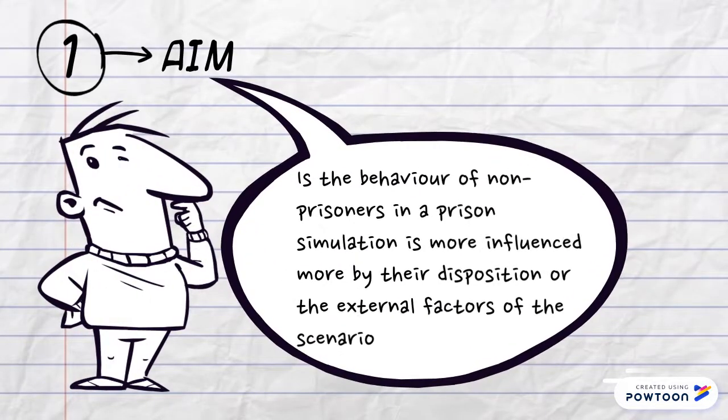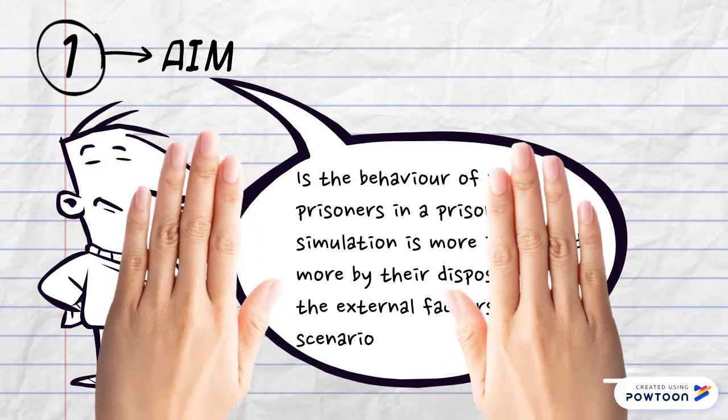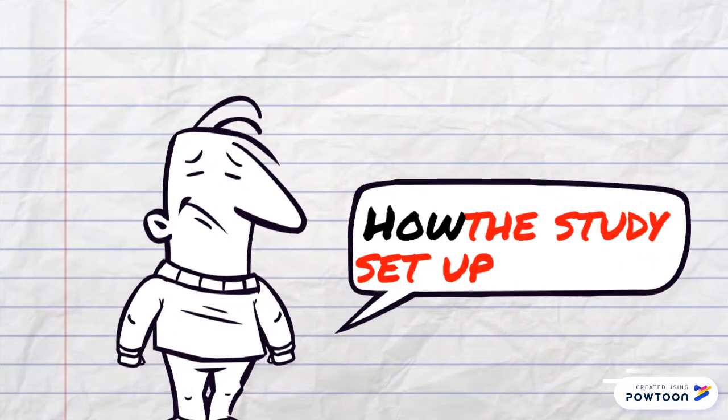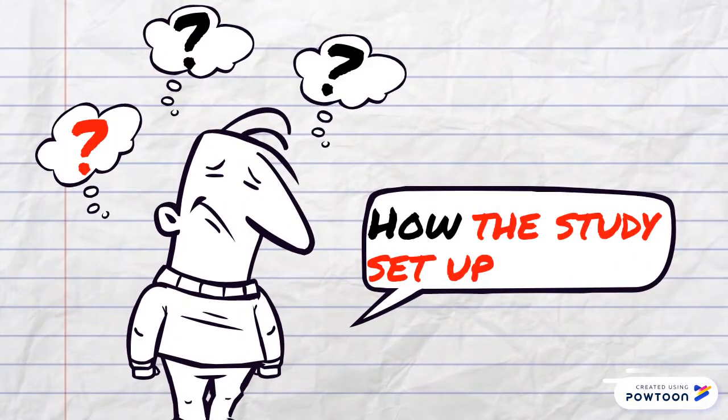Let's begin with the aim of the study, which was to investigate if the behavior of non-prisoners in a prison simulation is influenced more by their disposition, which is their internal factors, or the external factors of the scenario. So, how did Zimbardo design his study?